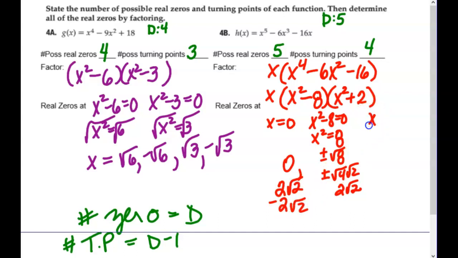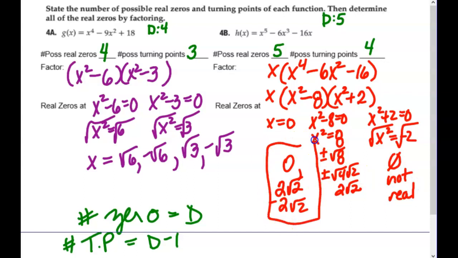And back here we get x squared plus 2 equals 0, x squared equals negative 2. What happens there? Can you square root a negative 2? Only if you want imaginary answers. This said real zeros, so these don't work. Okay? So this had only 3 real zeros.